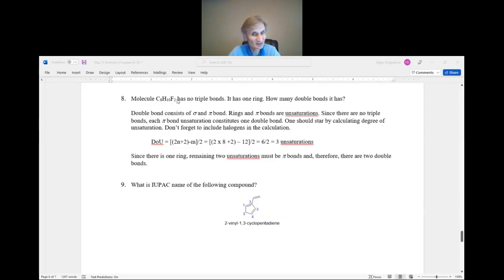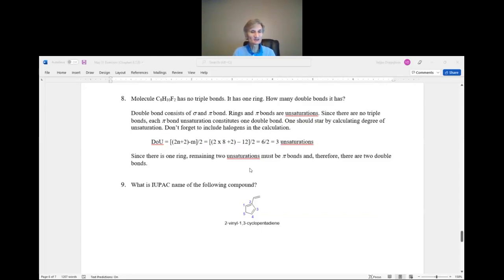that's 10 hydrogens plus 2 fluorines. Halogens, don't forget halogens. A lot of students would make a mistake here and would put 18 minus 10 and end up with the wrong answer. It's 18 minus 12. 10 hydrogens and 2 halogens. Divided by 2, that's 6 divided by 2, 3 unsaturations. So there are 3 unsaturations, so the total number of rings and pi bonds is 3. There is one ring, that means there are 2 pi bonds.